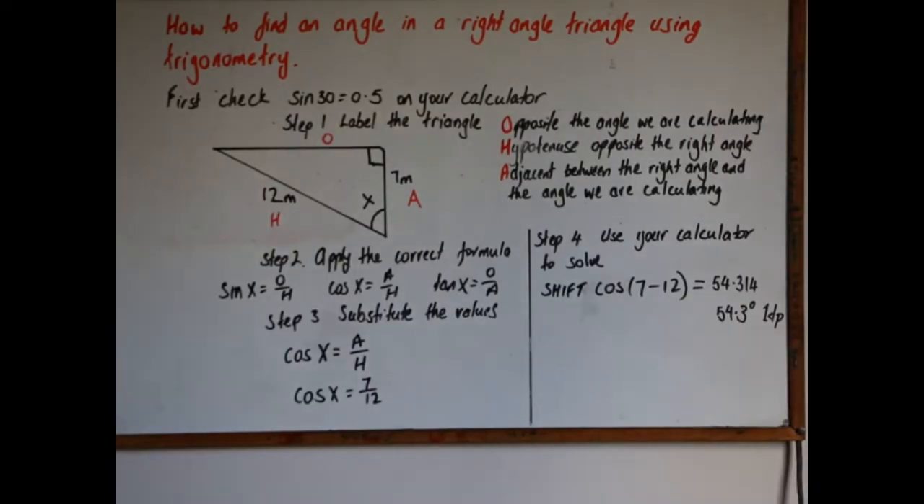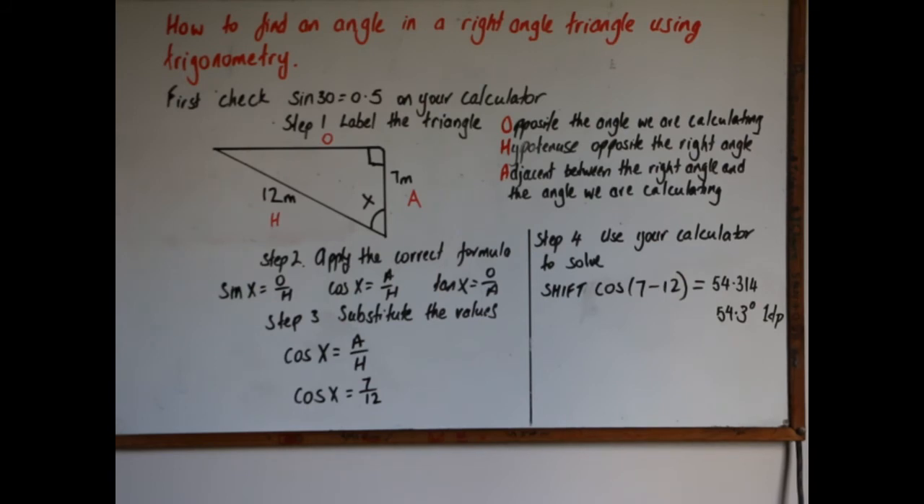Here we have another example. We're trying to find this angle here, so our first step is to label. This side here is the opposite, so we put an O because it's opposite the angle we're trying to find. This side here is H because it's opposite the right angle, and this side here is our A side because it's between the angle we're trying to find and the right angle.